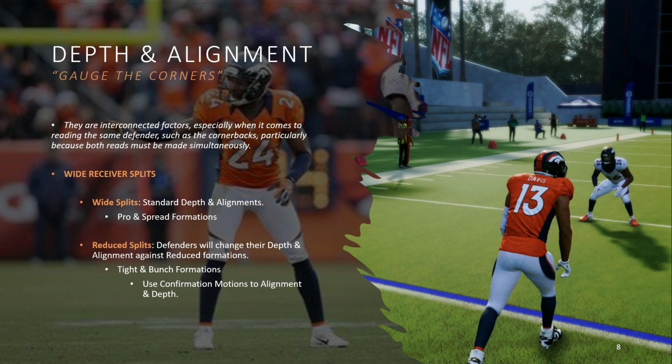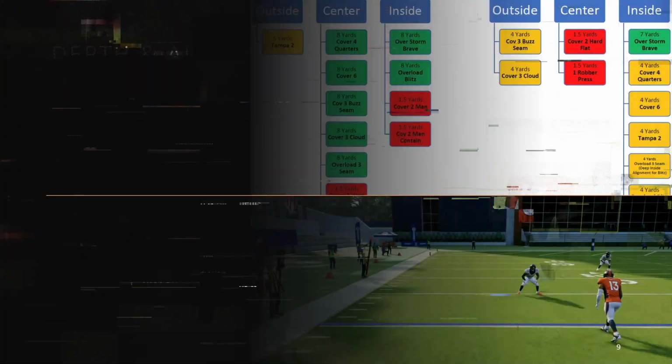We're going to be going over how the depth and alignment changes based off the wide receiver splits. Wide splits, wide receiver, number one receiver outside the numbers, we'll have the defenders be at different depth and alignments compared to reduced splits when they are inside the hashes or inside the numbers. The thing I like to do, confirmation motions. I like to just motion just to see how they react.